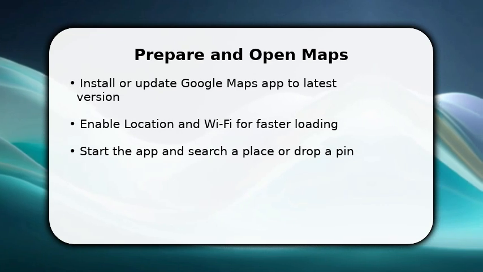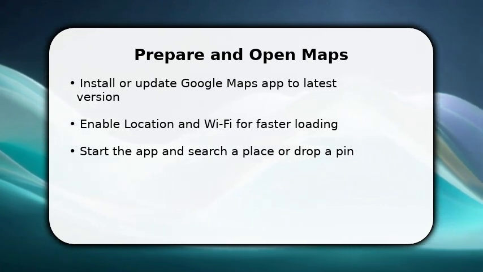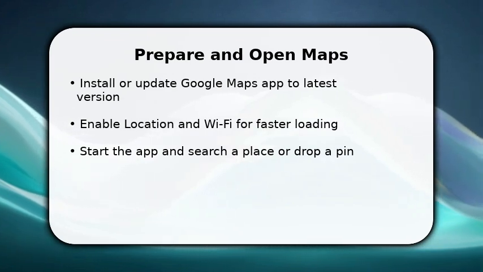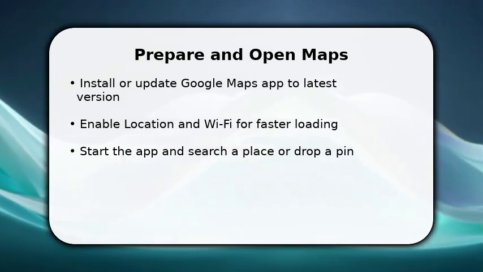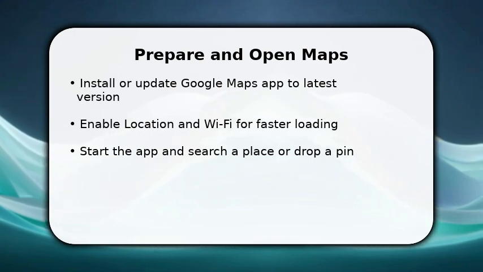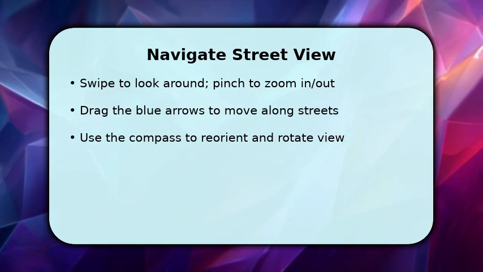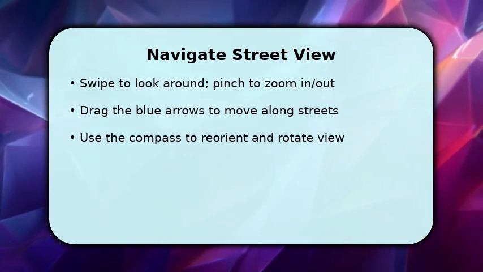If the thumbnail shows a small person icon or image strip, that's your gateway. Now tap the image or the person icon to enter Street View and begin navigating the panorama. Once inside Street View, you'll look around by swiping and change zoom with pinch gestures. This feels like turning your head, so move naturally.